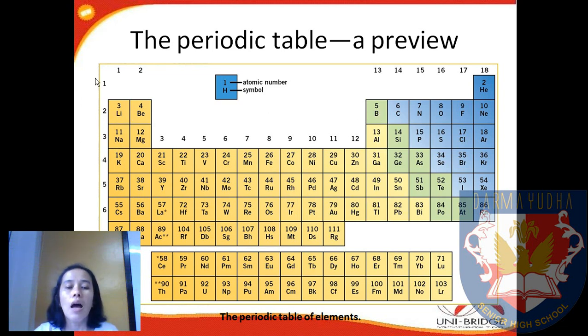Then, elements in the same column are what we call a group. So this is group 1, group 2. And then the elements on the right side start from group 13, 14, 15 to 18. The 10 columns in the middle are what we call transition metals.